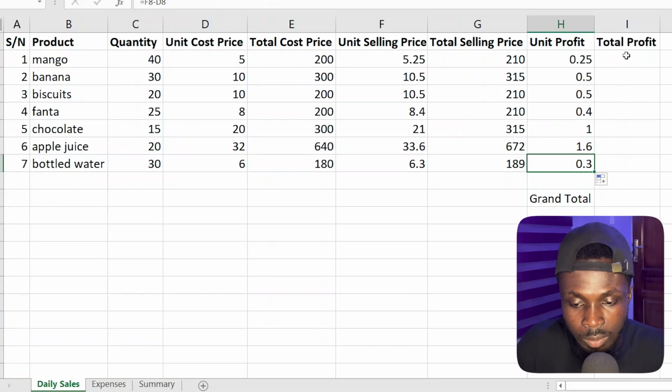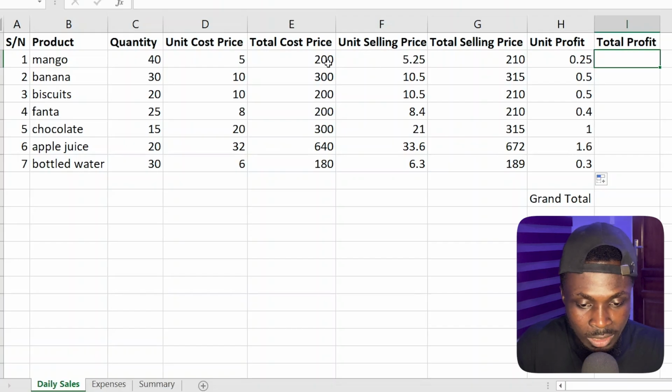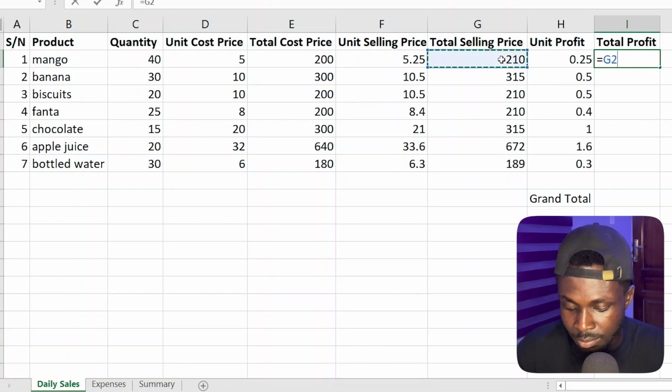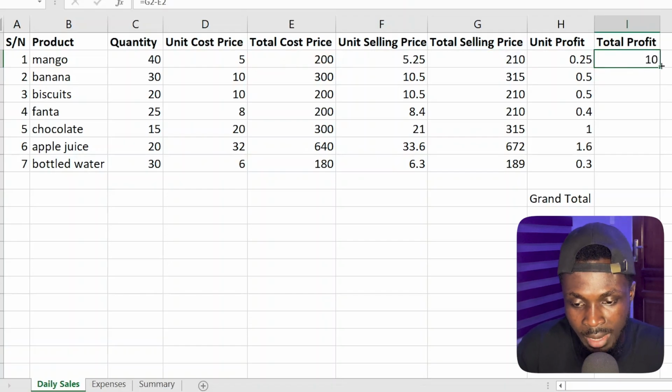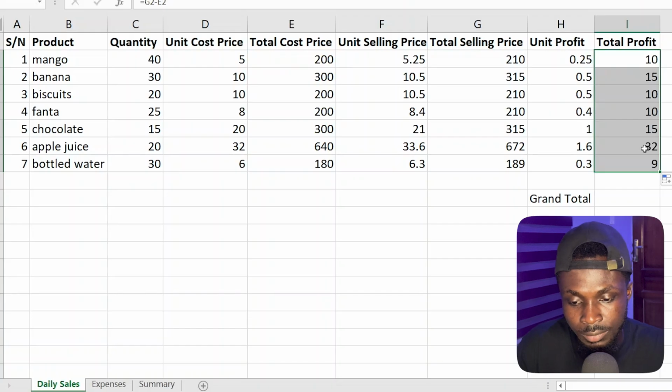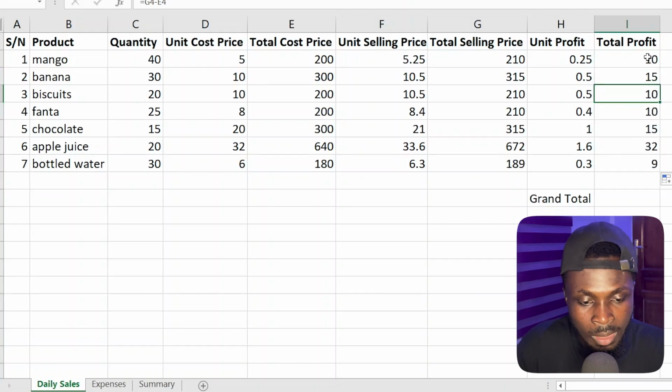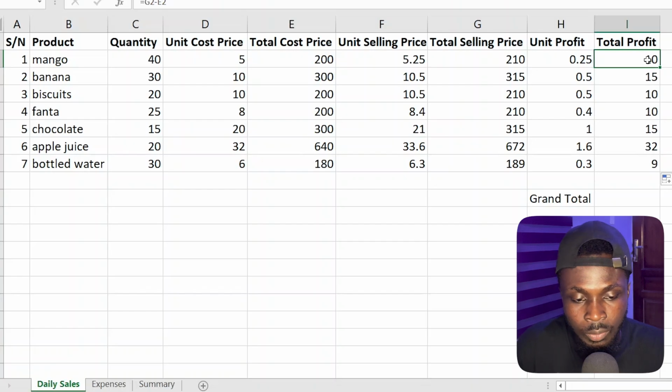So I want the total profit. The total profit is going to be the total selling price minus the total cost price. So I'll just press the equal to sign while the specific cell is active. I'll press the equal to, and then the total selling price minus the total cost price. Okay, so I'll bring my cursor here and then double click. As you can see, the total profit we will have for mango is 10 cedis, for banana 15 cedis, up to the bottled water, that's 9 cedis.